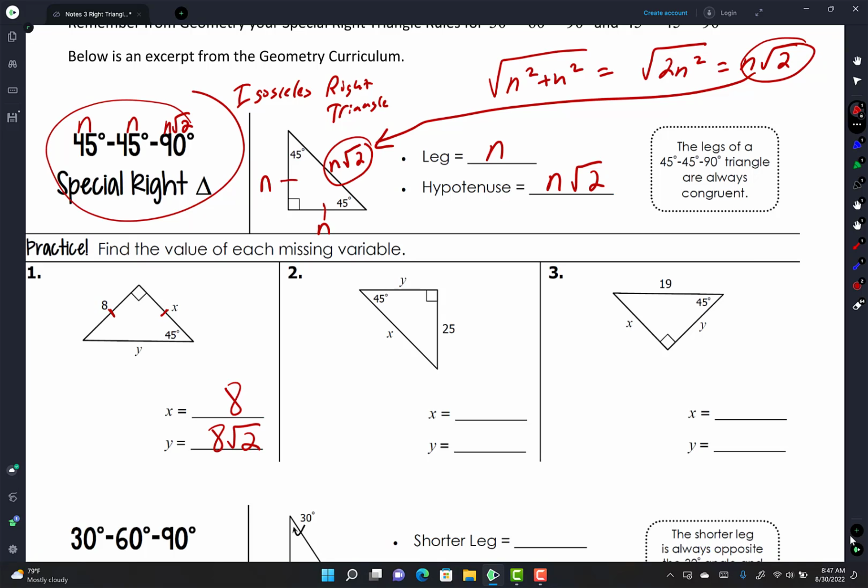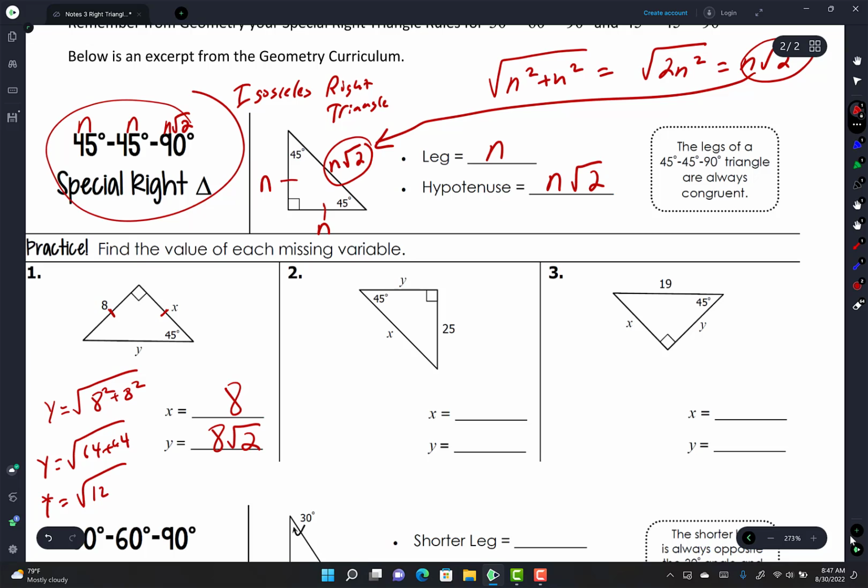If you wanted to, you could have said, I want to figure out what y is. y is the square root of 8 squared plus 8 squared. Don't write this down, just listen. That's 64 plus 64, which is 128. The square root of 128 is the same as the square root of 64 times 2, and 64 is 8 times 8, which is the definition of square root. So it's 8 square root of 2, and the only thing left under the radical is a 2. Do you guys see that? So there it is.